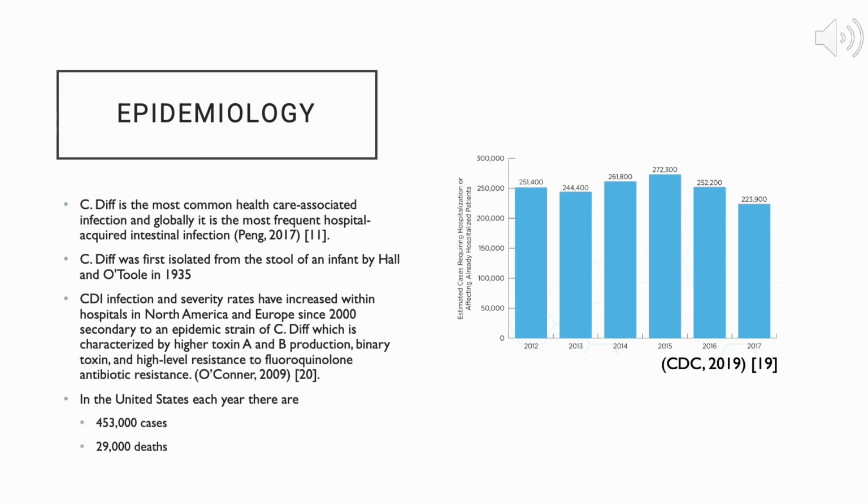which is characterized by a higher toxin A and toxin B production, binary toxin, and high-level resistance to fluoroquinolone antibiotics. In the United States each year, there are 453,000 cases and 29,000 deaths associated with C. diff. To the right, we can see this timeline with cases in the United States ranging from 2012 to 2017 of how many cases were associated with only hospitalized patients contracting C. diff. They are all in the 200,000 range.